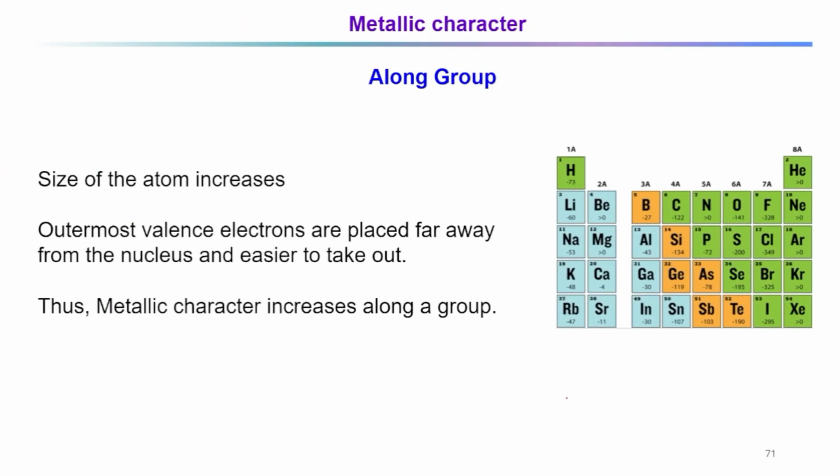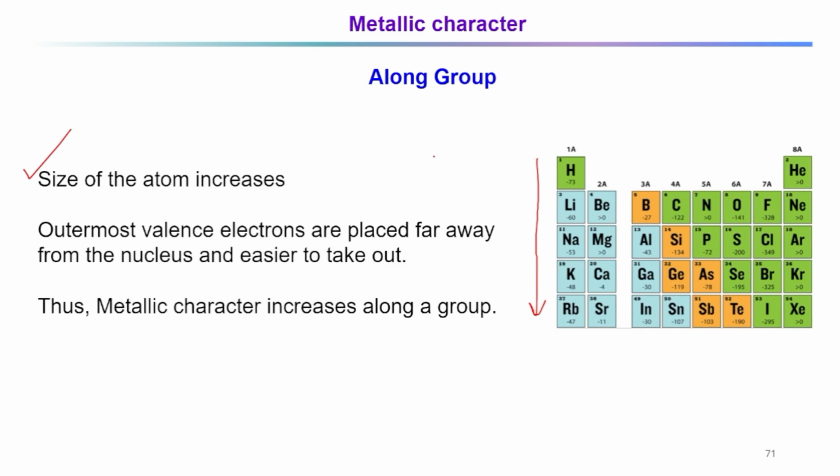Now next, let's see along a group. What are the factors that work along a group? If we go from top to bottom along a group, we can see the size of the atom increases. We have already seen that when we go from top to down, the number of orbits increases. As a result, the size of the atom also increases.